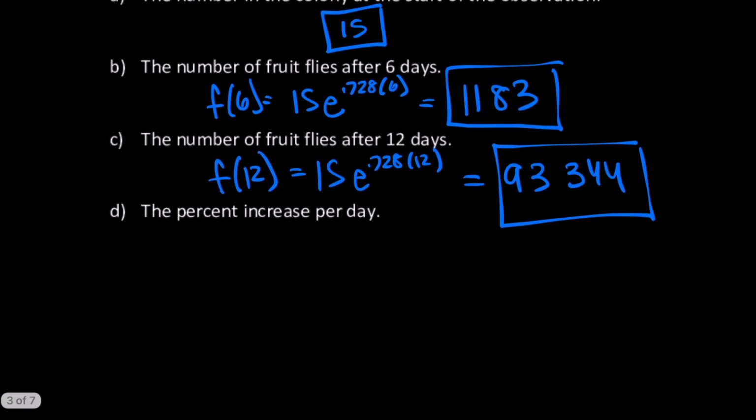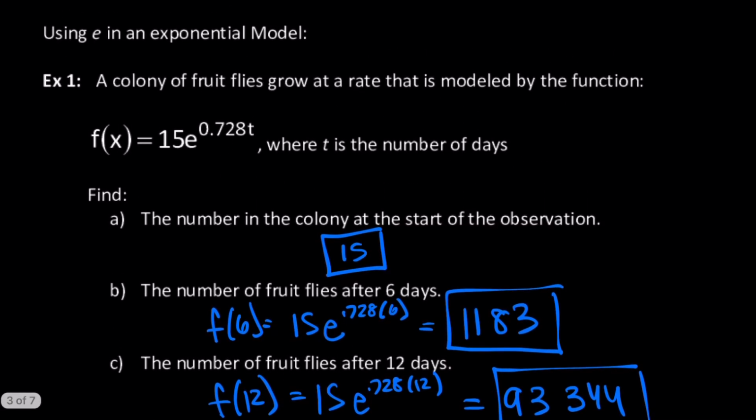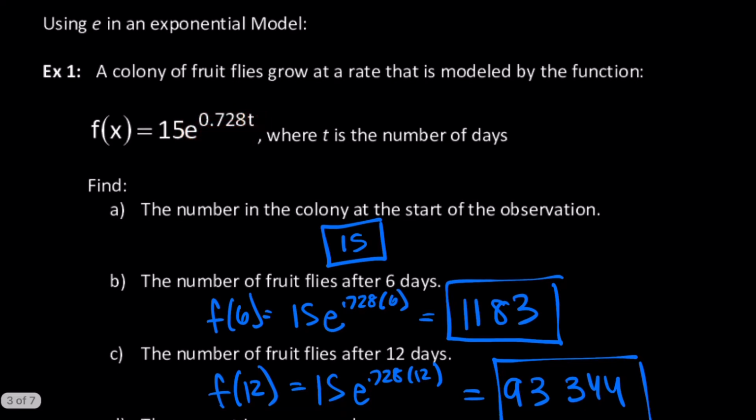Okay, the percent increase per day. Here's where it gets a little bit challenging. What we need to do is take this original function here, and we need to figure out what the b term is. The b term would be e to this exponent. You basically want the t all by itself.